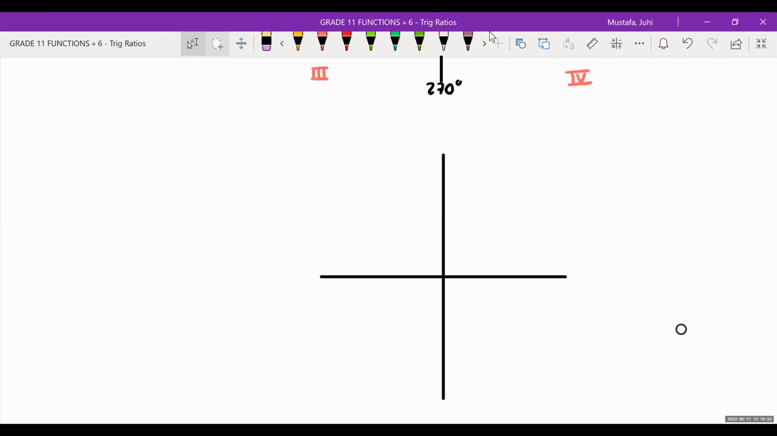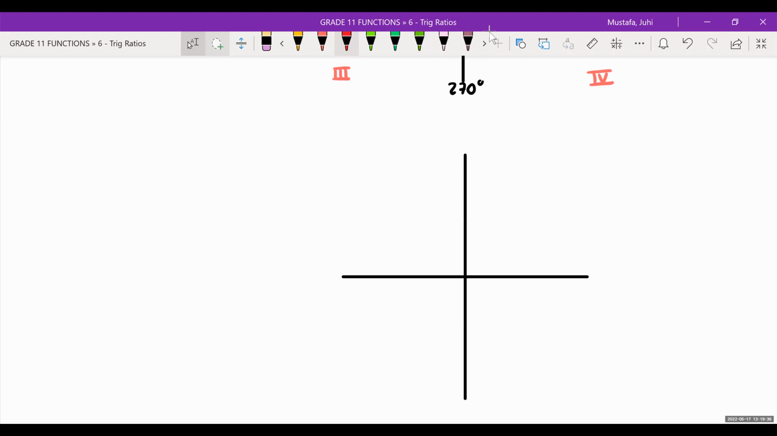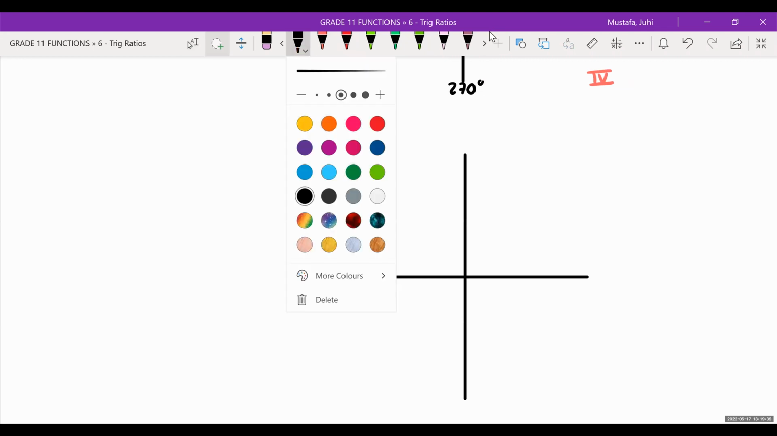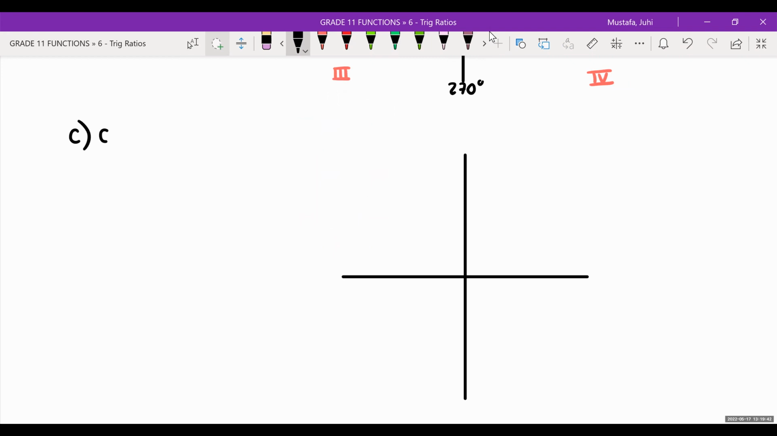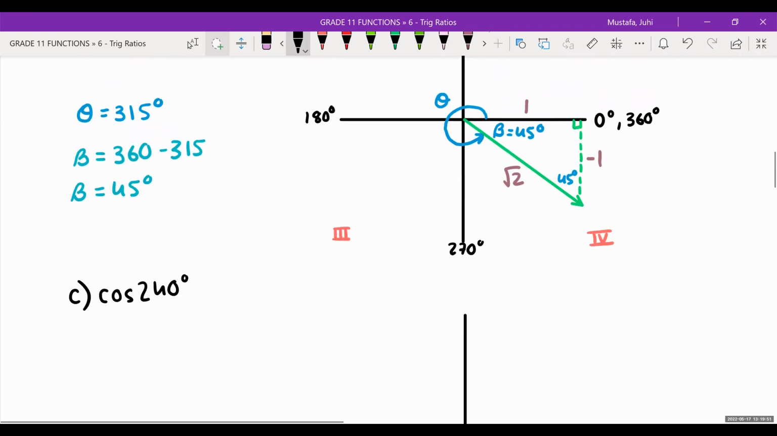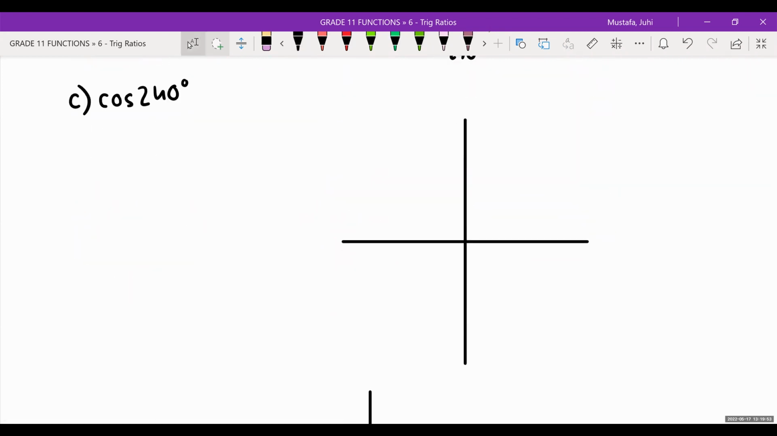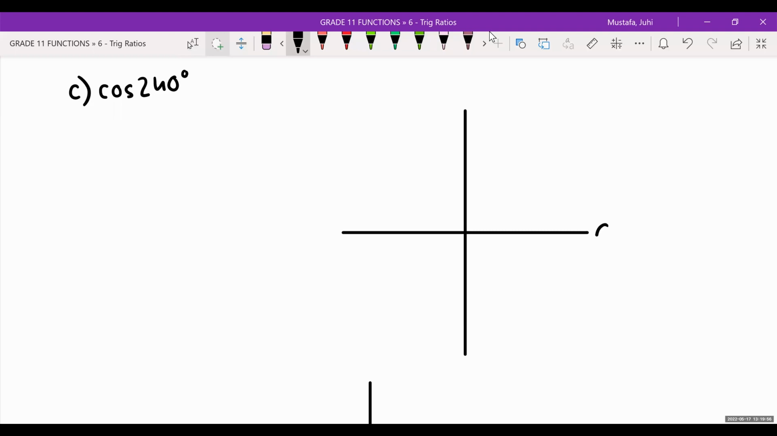We're going to go to question C, which is cos 240. Okay, so question C, cos 240 degrees. All right, let's go ahead and put our stuff in. So 0 degrees, 90 degrees, 180, 270, 360. I'm just also going to write down what the quadrants are. So this is quadrant 1, quadrant 2, quadrant 3, and quadrant 4.